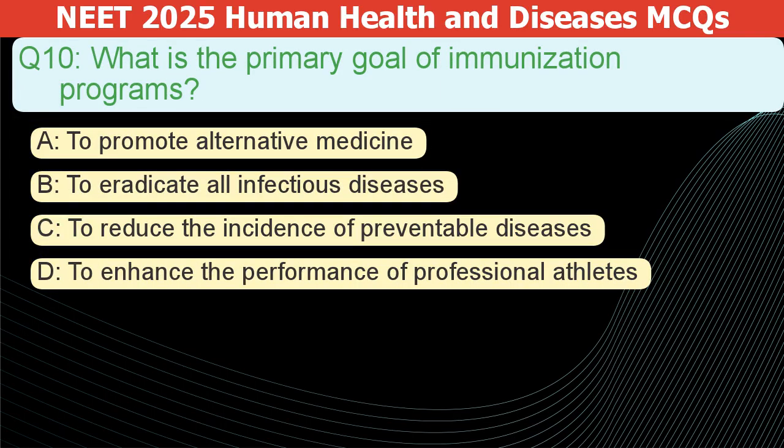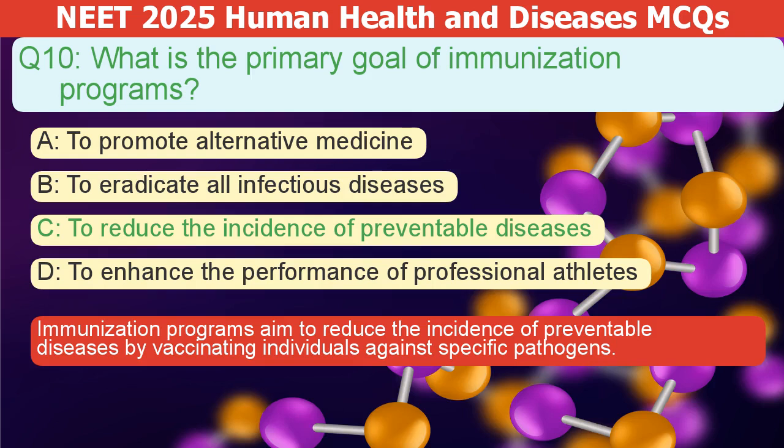What is the primary goal of immunization programs? A. To promote alternative medicine. B. To eradicate all infectious diseases. C. To reduce the incidence of preventable diseases. D. To enhance the performance of professional athletes. The correct answer is C. Immunization programs aim to reduce the incidence of preventable diseases by vaccinating individuals against specific pathogens.